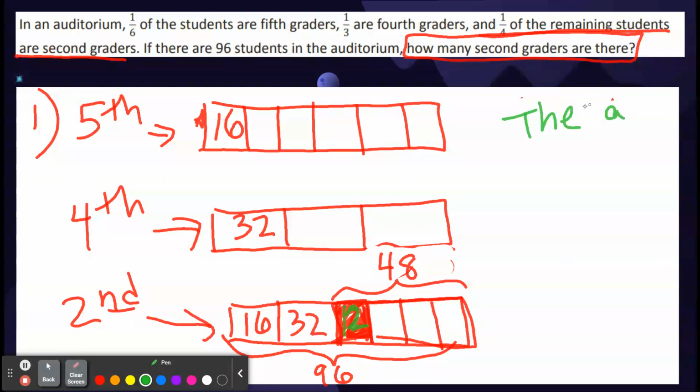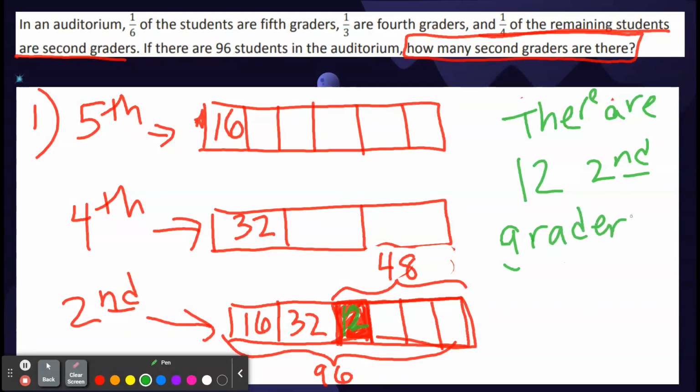Okay, so to answer my question, how many second graders are there? There are 12 second graders in the auditorium.